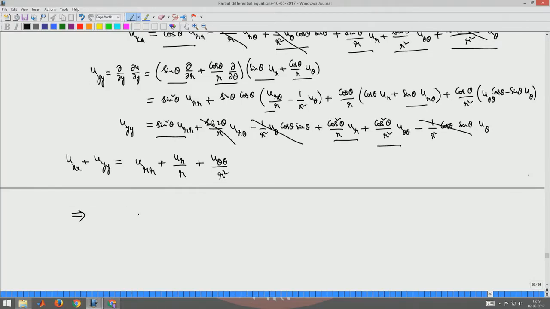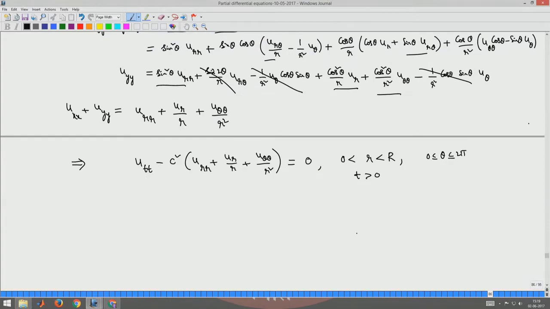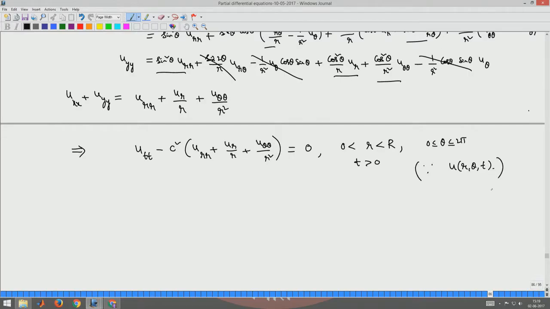So, now the wave equation becomes u t t minus c square times u r r plus u r by r plus u theta theta by r square equal to 0. Now, if you take x y belongs to the disc, r is between 0 and R, theta is between 0 and 2 pi, and t is positive. So, these are the three variables you have. U is a function of r, theta and t.